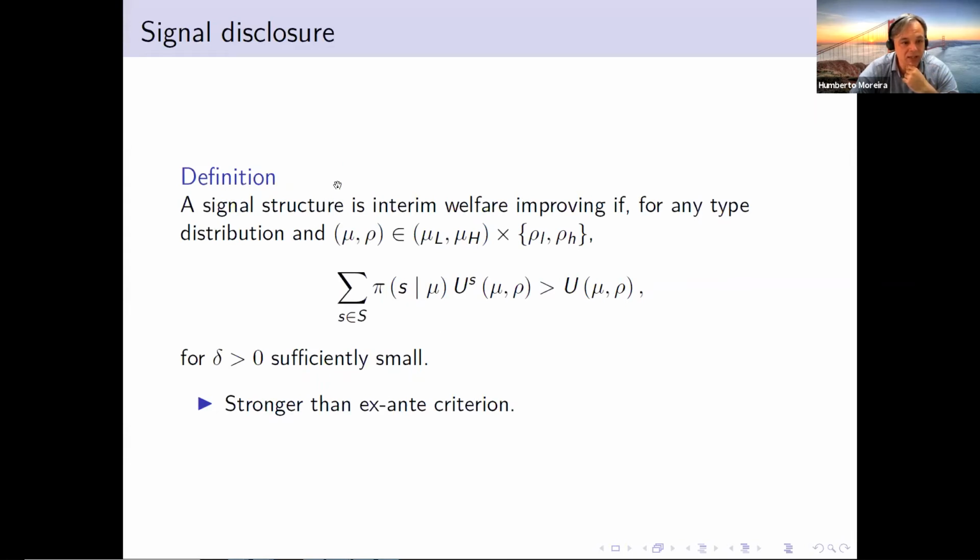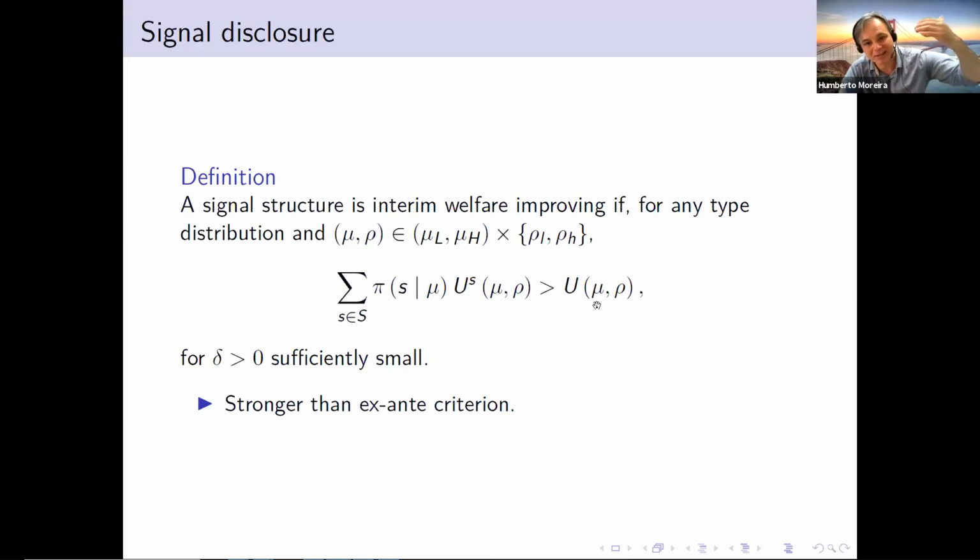When you say that a signal disclosure is interim welfare improving, you say that the signal structure is going to be interim welfare improving if for any distribution of types, so in a way it's going to be robust to any possible distribution of types, and every possible realization of type, the expected utility with the signal disclosure is going to be higher than the utility you achieve if you don't have signal disclosure.